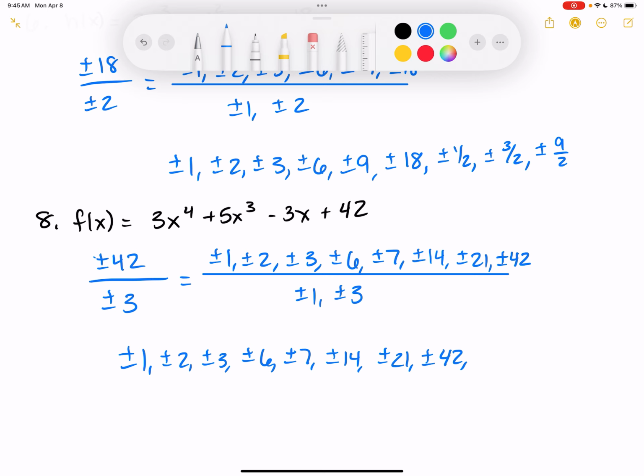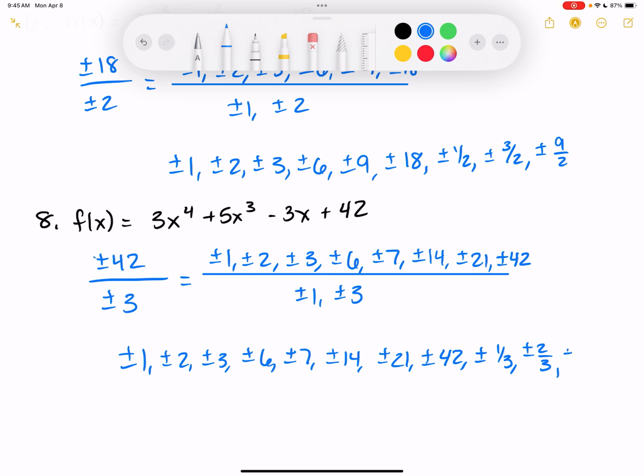So I have all of those ones. So then I'm going to do them over 3. So obviously they're also plus or minus. I'm just not saying it because it gets to be a lot. So 1/3, 2/3. 3 over 3 is 1, which I already have. 6 over 3 is 2, which I already have.